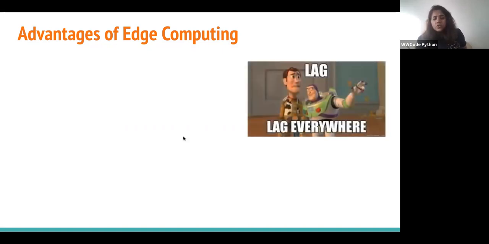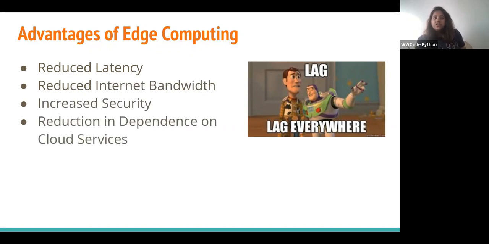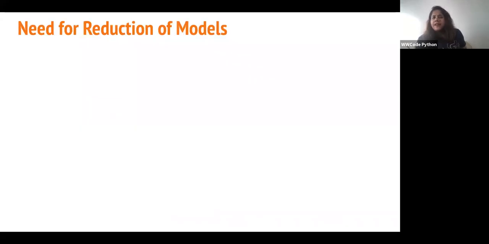Just wrapping up, or rewinding, into what exactly are the advantages of edge computing. We have reduced latency. We also have reduced internet bandwidth. We have increased security. We have a reduction, at the end of the day, in cloud services. And why do we need to reduce models?